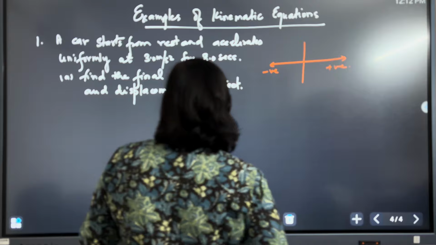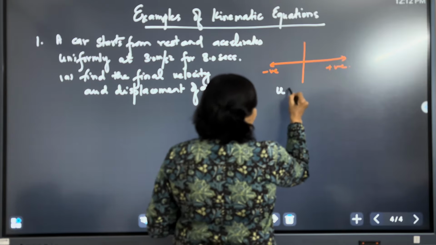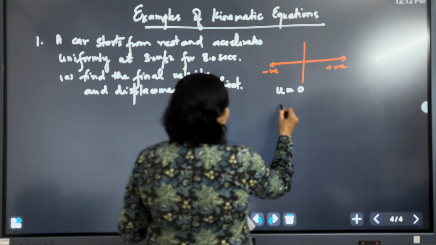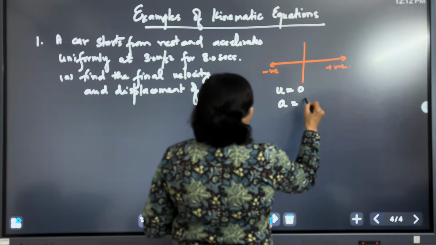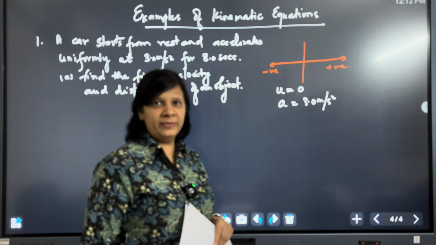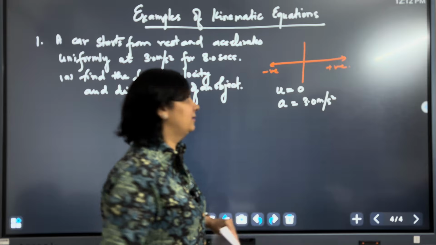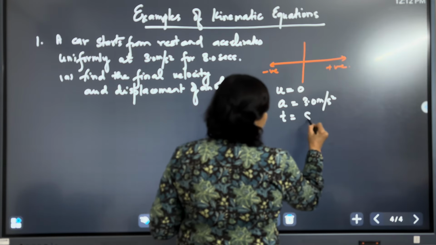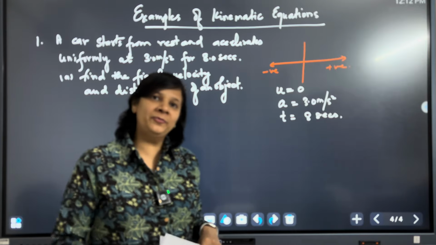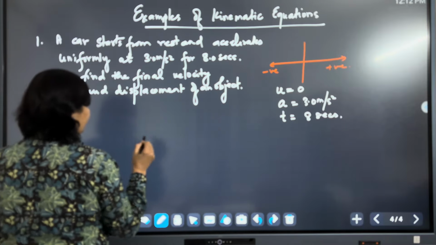So now here a car starts from rest. When something starts from rest, initial velocity of an object will be 0, right? It accelerates uniformly with 3 meter per second square acceleration. Okay, it's moving with a constant acceleration. So we can use the kinematic equation because acceleration is constant. Time, for how much time it is moving? 8 seconds. Okay, now you have to find the final velocity of an object. So this is the data given.